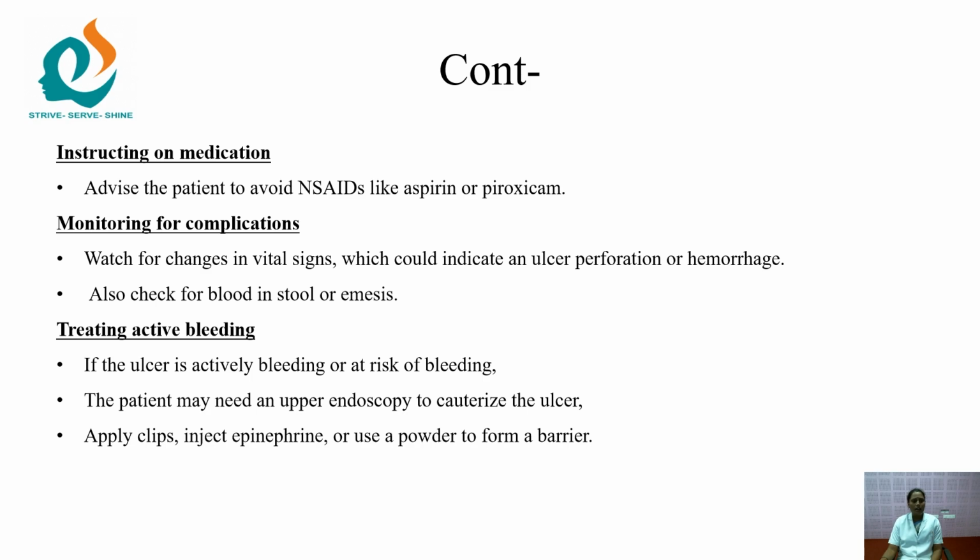Then treating active bleeding. If the ulcer is actively bleeding or at risk of bleeding, then the patient may need an upper endoscopy to cauterize the ulcer. Then apply clips, inject epinephrine, or use a powder to form a barrier. These are all the nursing management we have to do.